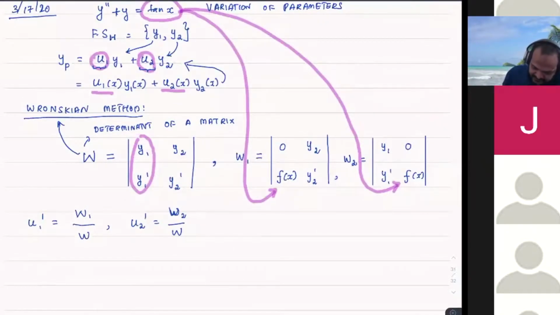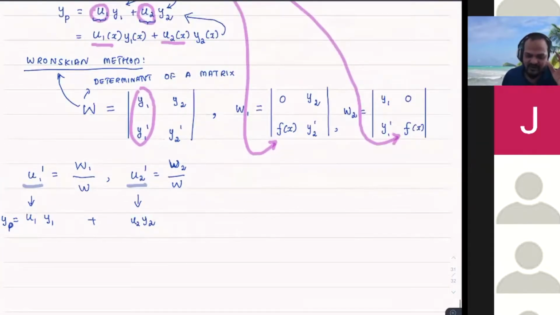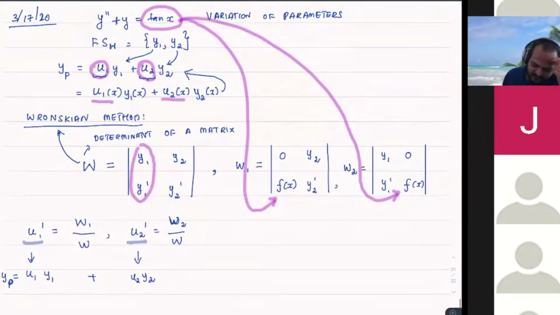Once we find u1 prime and u2 prime, you can integrate, and from there you can find u1 and u2. Once you have u1 and u2, you multiply by y1 and y2 respectively, then add these two together, and that would be your yp. That is how we find the yp. So that is the idea behind it. Again, we don't use this method for finding the yc, we use it for finding the yp. Let me give you an example so that you can easily follow me along.